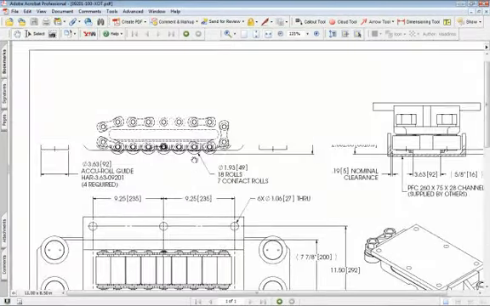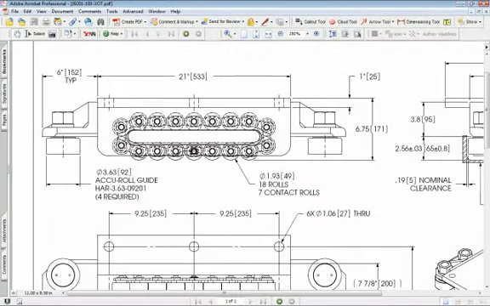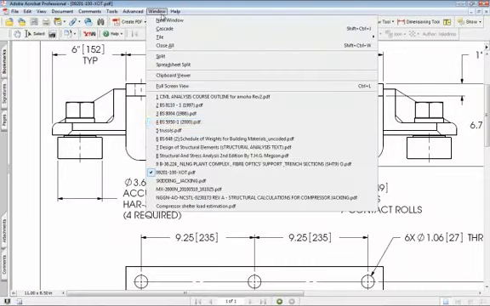This is the manufacturer's drawing of the rollers. These rollers can move in this direction, and that's why we have no reaction. They cannot move in the vertical direction. That is why a roller support has a vertical restraint.